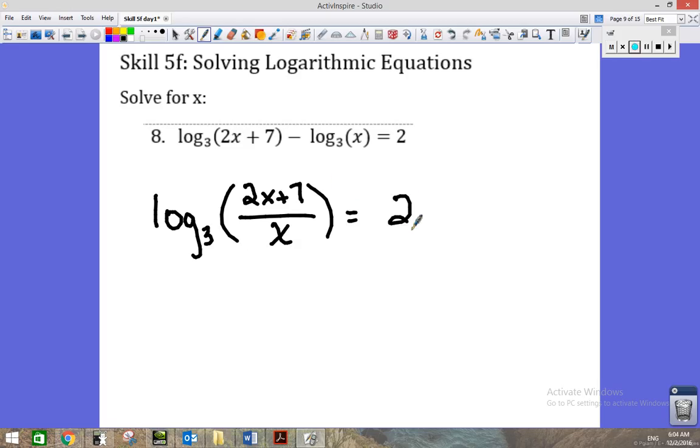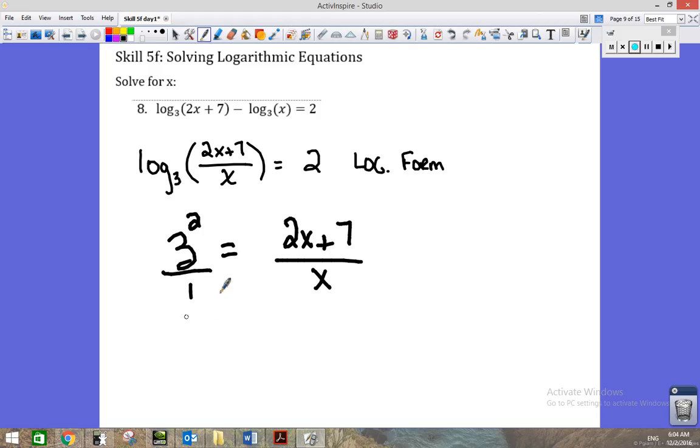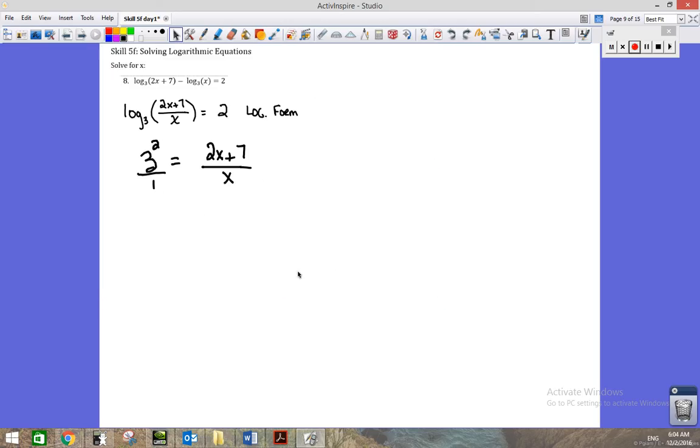And now, although I can rewrite the number 2 as log base 3 of 9, it's probably easiest to recognize, hey, this is in log form. I'm going to convert it to exponential form. The base is 3, a logarithm equals an exponent, and I have this proportion that 2x plus 7 over x is equal to 9. I'll make 9 a fraction, and if I cross multiply, that seems to be the technique that people prefer most in solving this.